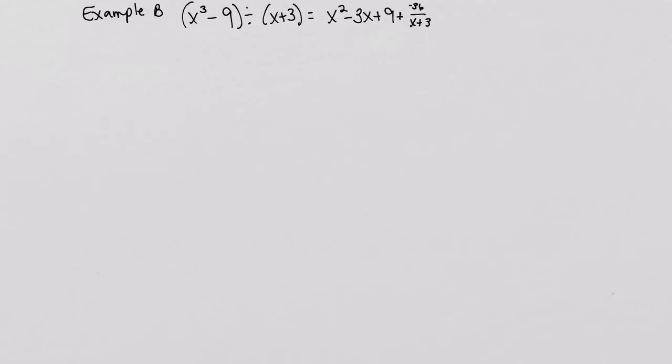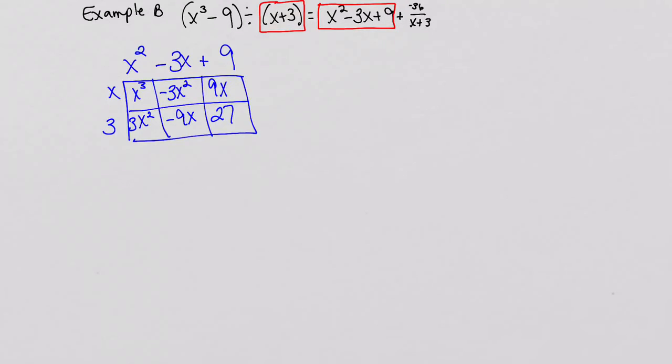So I need to know, well, was this right? So we are going to take the non-remainder portion of our answer. We're going to multiply it by the denominator portion of our answer, or what we were dividing by. I'm going to multiply those two, and we're going to see what happens with that. So now you see the result of the multiplication. I still need to combine my like terms.